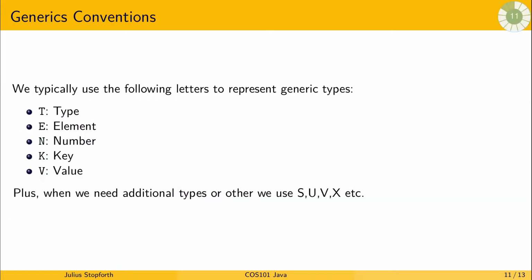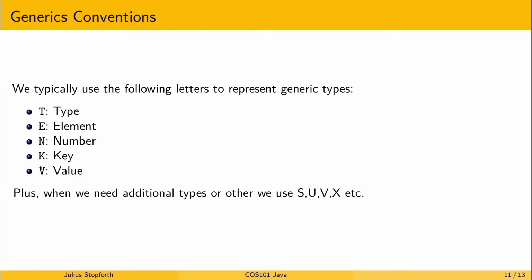So there are conventions with this. When we use the letter T, we're specifically referring to a type, in a more general sense. When we use E, we typically refer to elements. This is for things like collections or data structures that contain elements of a type. When we use N, we give it a number. So if we have a capacity or limits or constraints that we want to specify generically, we can use N for that.